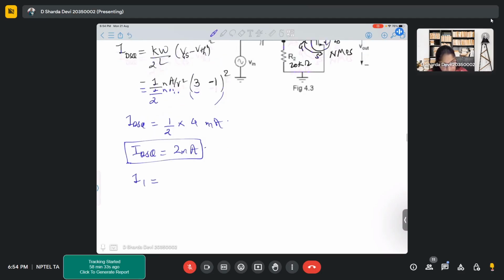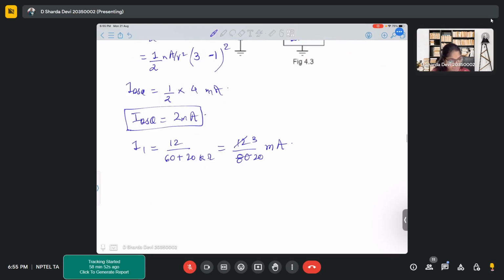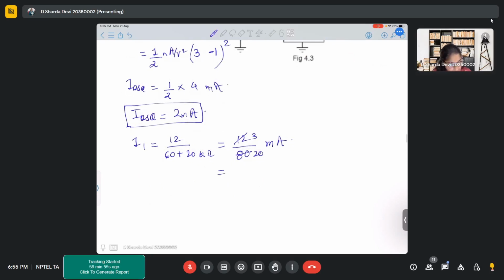I1 is 12 by 60 plus 20 kilo ohms. So that is 12 by 80k, which is 0.15 milliamperes. So that is I1.